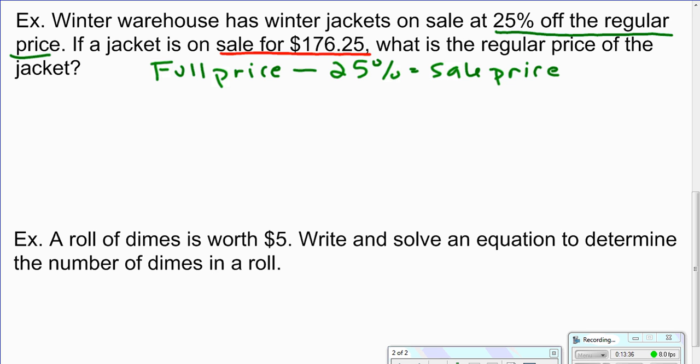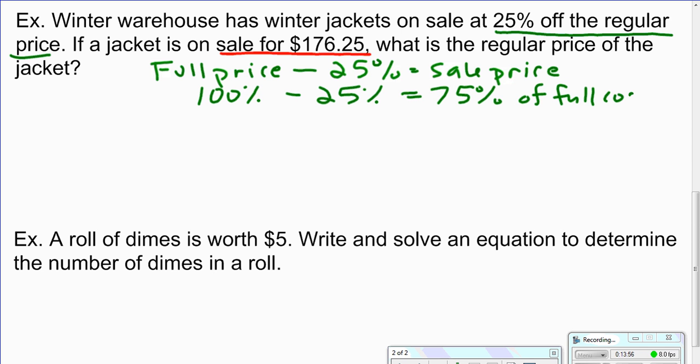So full price is what we don't know. We know the sale price, and we know the discount. So full price, let's say, is 100% of the cost. We're taking off 25% of the cost, and so the sale price is going to be 75% of the full cost, right? You're paying 75 because they took off 25. So we're going to find what 75% is of our regular price to figure out what our regular price is.